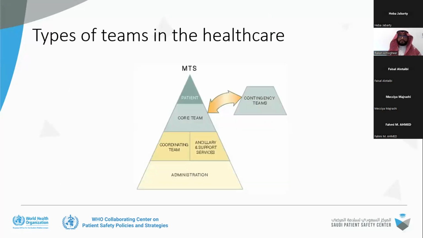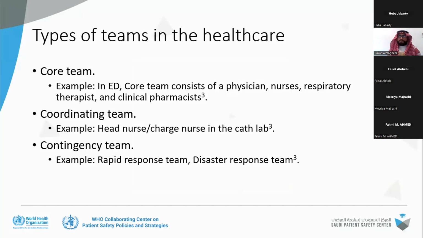In healthcare, we have this beautiful diagram in the TeamSTEPPS course by the AHRQ. It's called the multi-team system. We have at the top of the pyramid the patient. In direct contact with the patient is the core team. We'll define each team in the next slides. Then we have the coordinating team and ancillary and support services. We have the administration at the bottom carrying all the heavy lifting. And we have outside of the pyramid the contingency team.